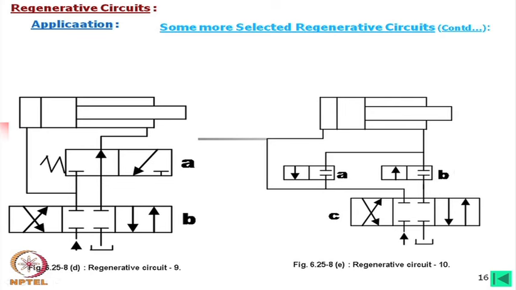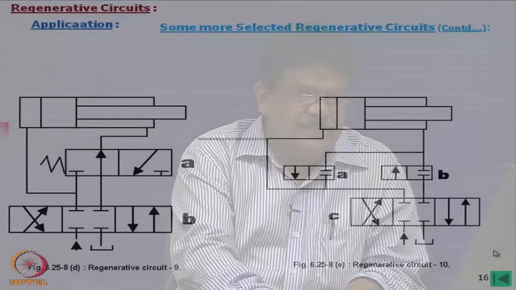So, you have to clearly mention for which valve combinations there is no unpredictable case. In some circuits you will find that there are unpredictable cases, in some circuits there are no unpredictable cases, there will be some operations.